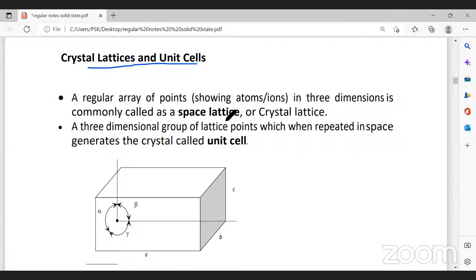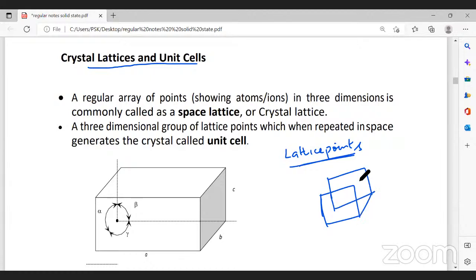Firstly, before we understand the term crystal lattice, we should know what lattice points are. Now, what are lattice points? If I represent a cube like this for our understanding, we all know that a cube has 8 corners. In these 8 corners, if we have particles, I represent these particles by means of a dot like this.